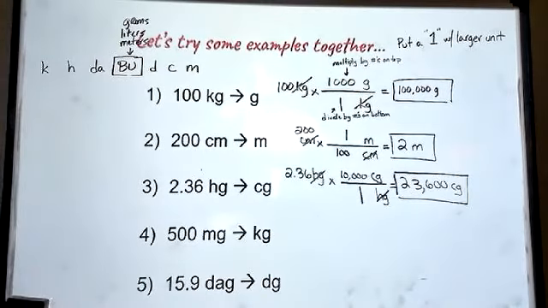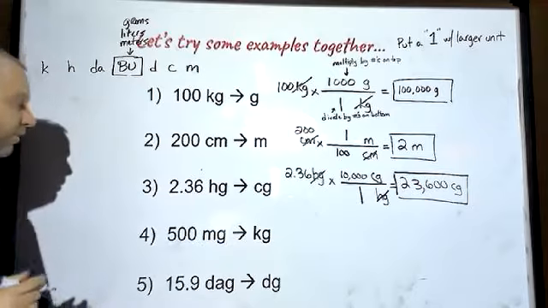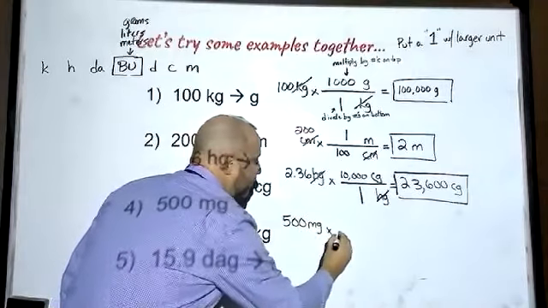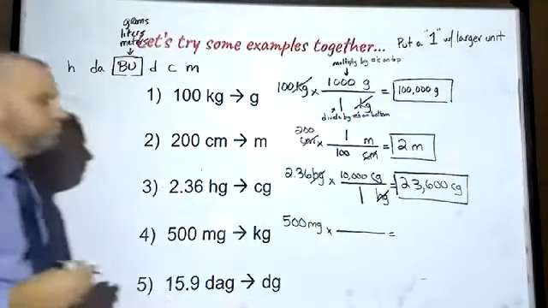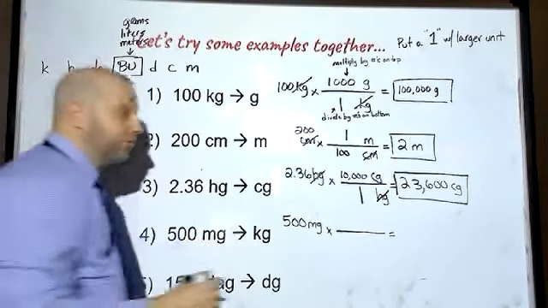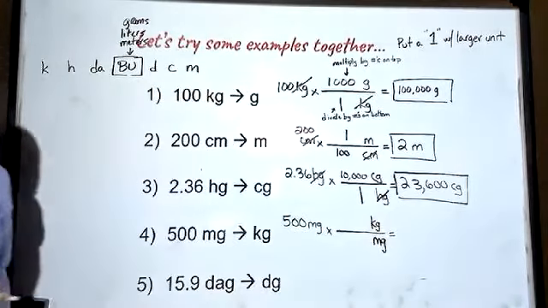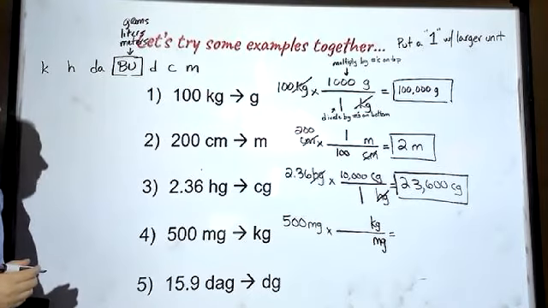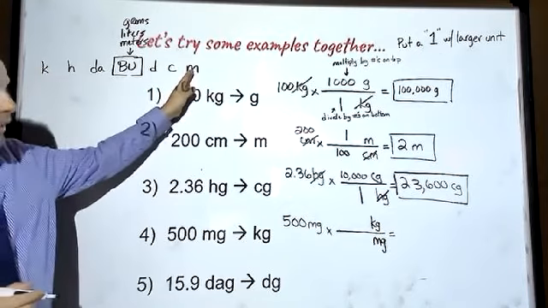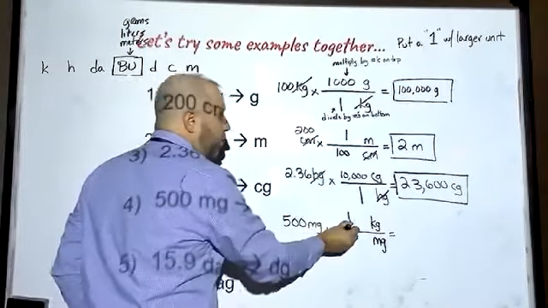Okay, question number 4. Question number 4, we have 500 milligrams and we're going into kilograms. So we're going to start off with 500 milligrams times. Now, milligrams is the unit we want to get rid of, so that's going to go on the bottom. Kilograms is the unit that we want to go to, that goes on top. Which of those two is larger, kilo or milli?